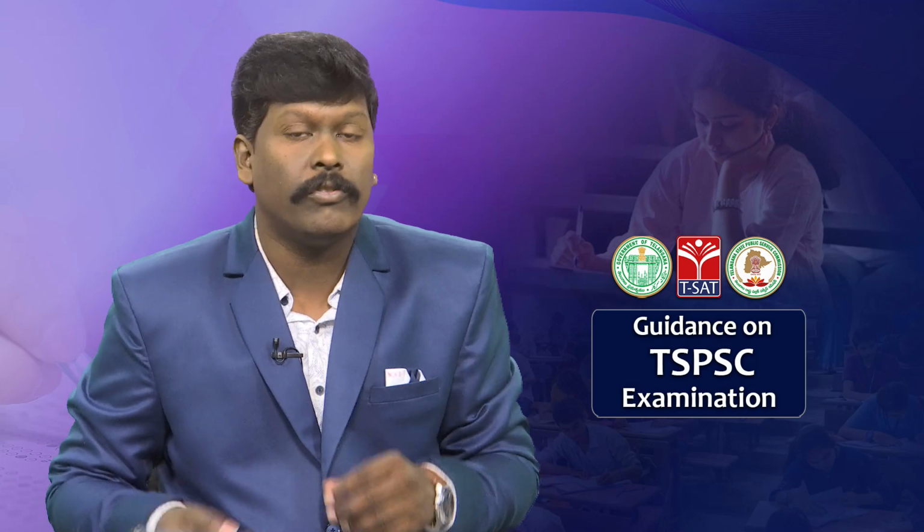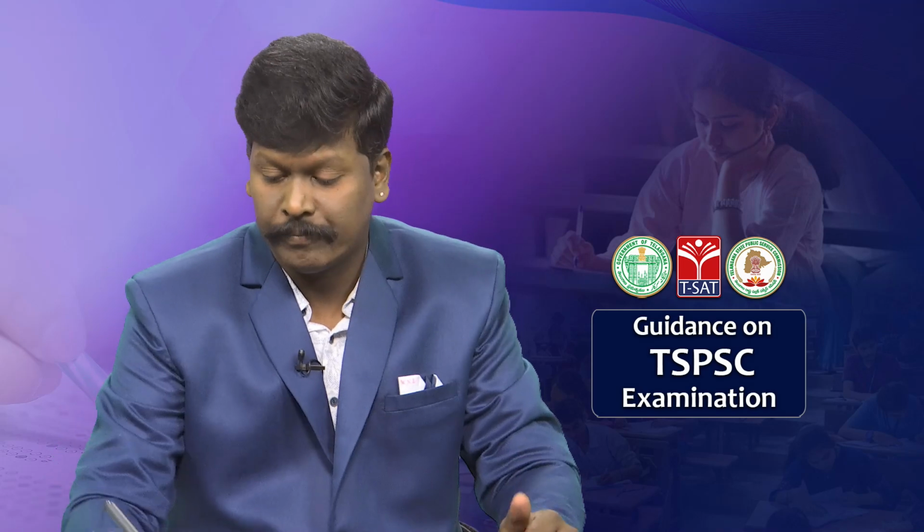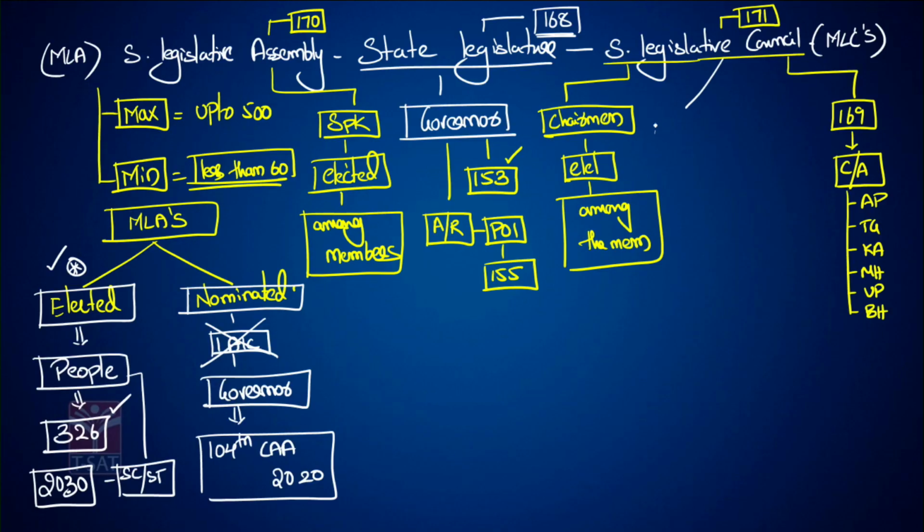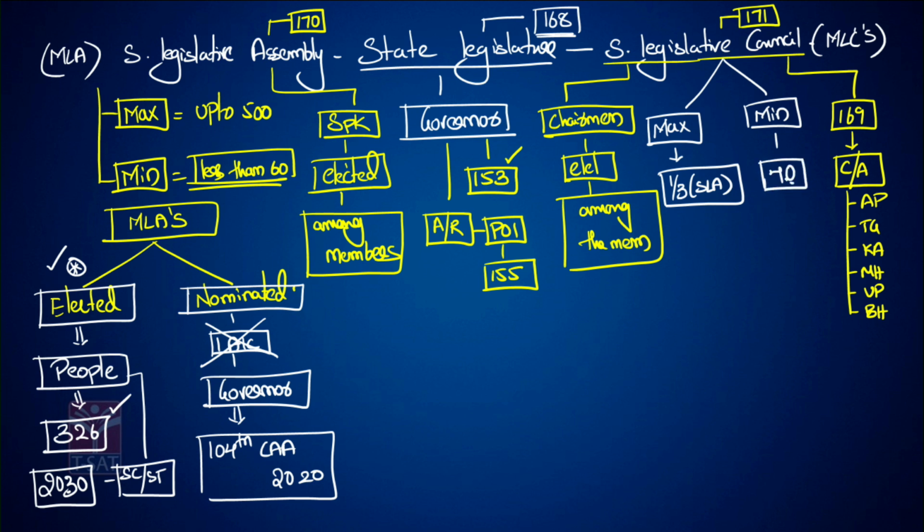Now look at the composition of the council. The maximum strength of the council cannot be more than 1/3 of the state legislative assembly. The minimum strength of the council cannot be less than 40. Maximum is 1/3 of the assembly, minimum is 40.